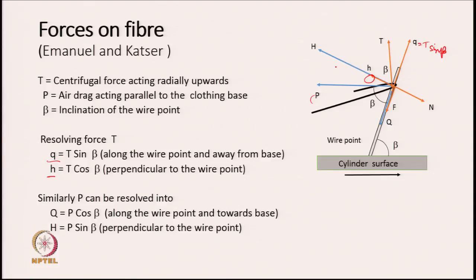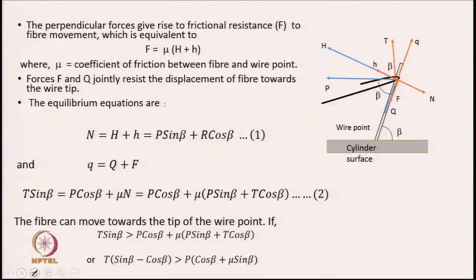Therefore, what we can see here is that the forces small h and capital H are acting perpendicular to the wire point, whereas the forces capital F and capital Q are trying to push the fibers towards the base of the wire point. The force small q is trying to take the fiber away from the wire points. So, these are the various forces which are acting on the wire point, and the perpendicular forces give rise to frictional resistance.